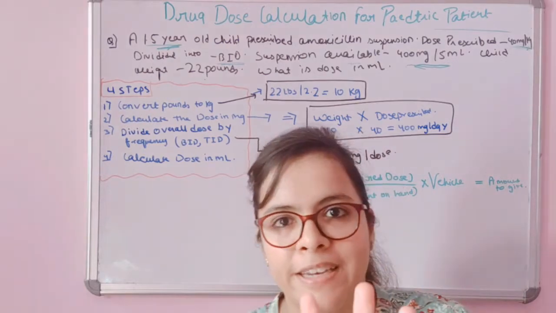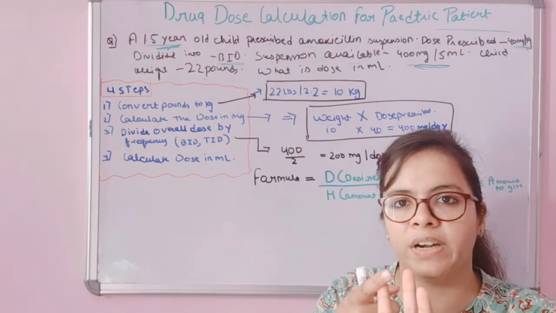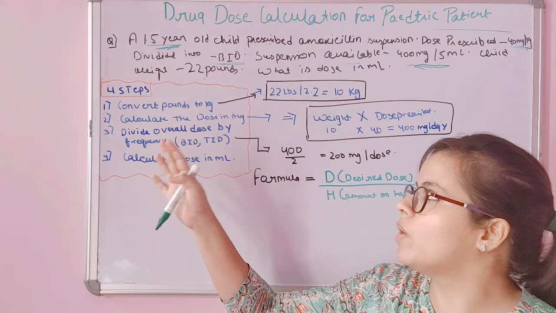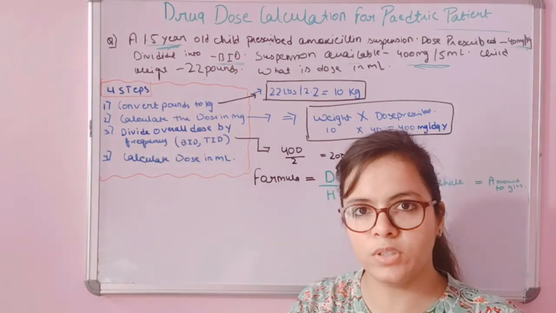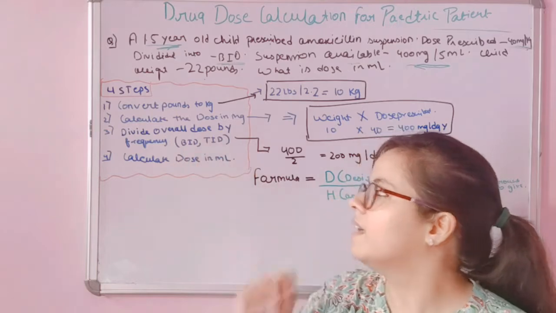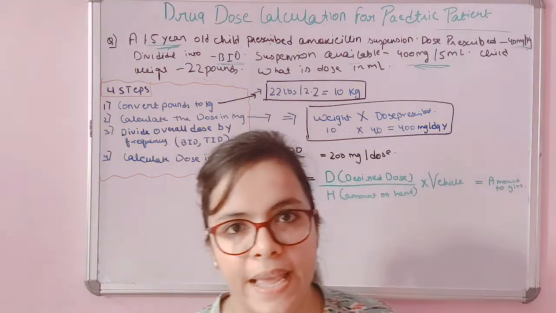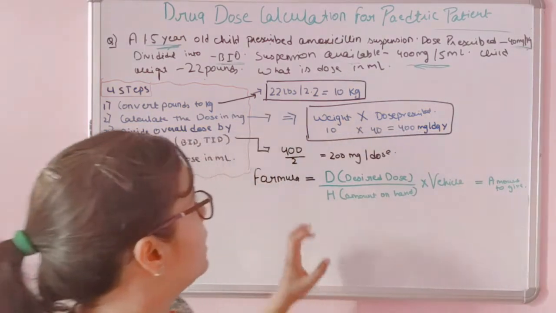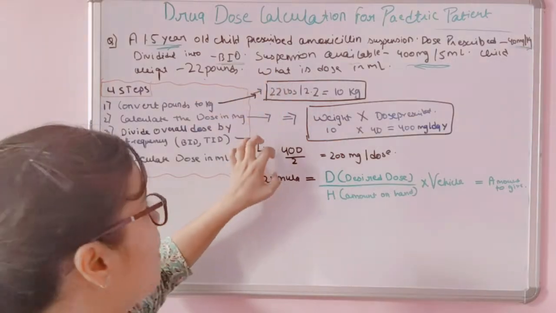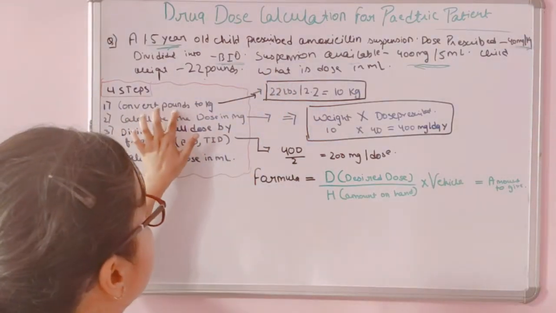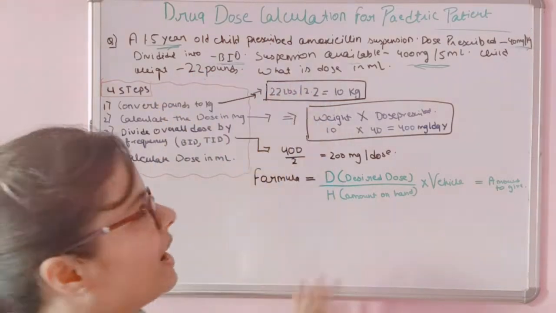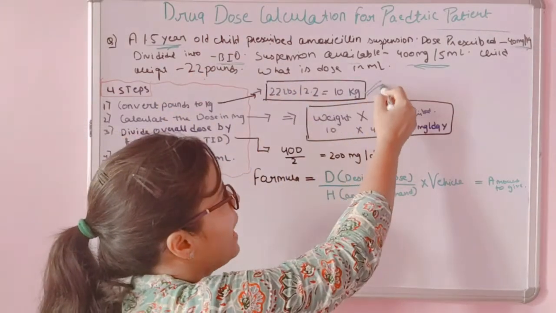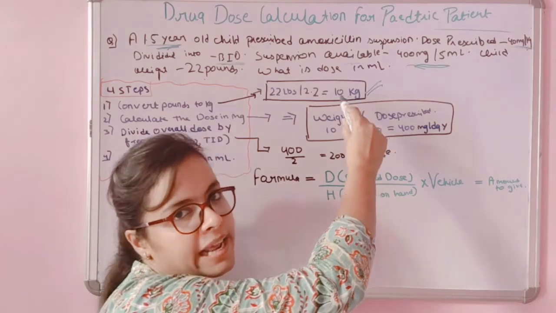So 4 simple steps: first, convert the weight from pounds to kg; then calculate the dose in mg; then divide the dose according to the frequency; then calculate the dose in ml. So let us first solve this, like convert the weight from pounds to kg. Here we have 22 pounds, so we'll divide it by 2.2 and we'll have the weight in kg, that is 10 kg.